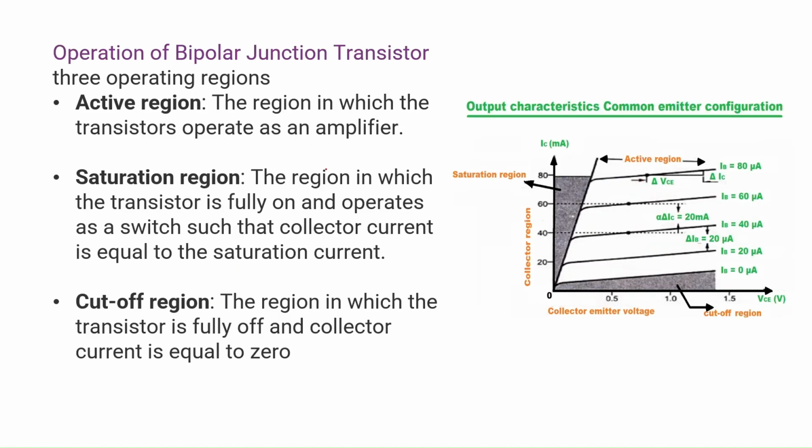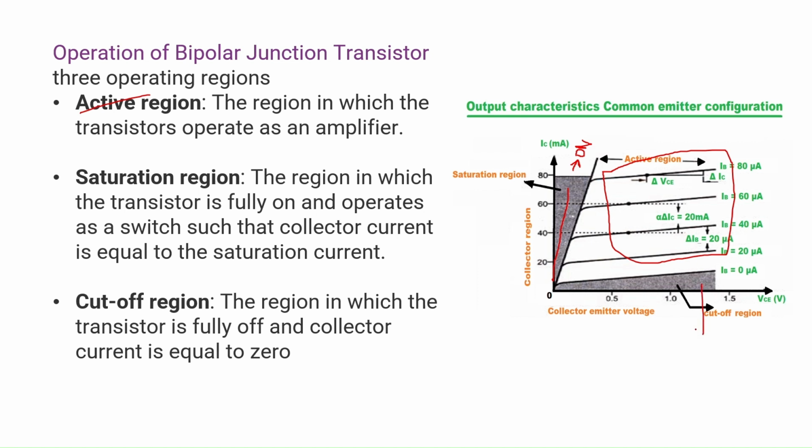Generally, there are three operating regions: active region, saturation region, and cutoff region. This is the output characteristics of the BJT. This region is called the active region. In this active region, the transistor will operate as an amplifier. In the saturation region, the output will be maximum, and the transistor will act as a switch which is in on state. In the cutoff region, the transistor will act as a switch which is in off state.